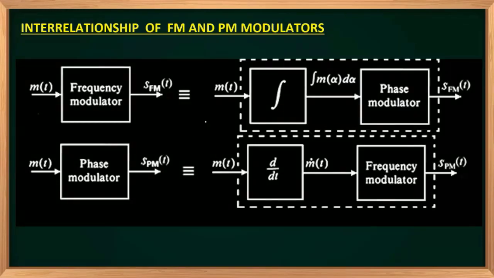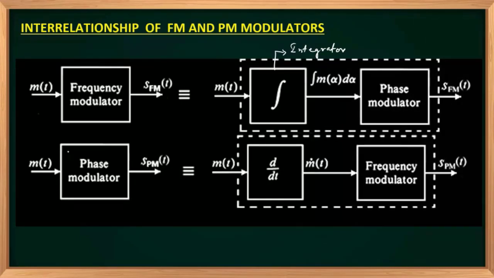If you use an integrator, this block is an integrator, before phase modulation, that is, the message signal is first integrated. It is converted into integral m(α) dα or m(τ) dτ. It is a dummy variable. So m(t) is converted into its integral. Then it goes to the phase modulator. We will get an FM signal.